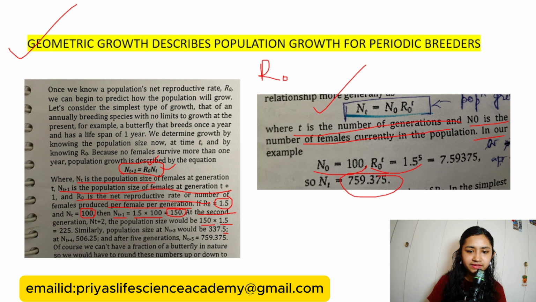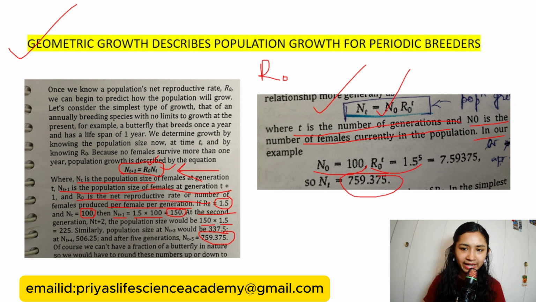N(t+5) = 759.375, a similar result. So this was the old equation, and this is the new equation, more easily written: N(t) = N0 × R0^t. By using the net reproductive rate, you can easily work out population growth this way. And I must say that no butterflies will be born as a fraction, so it should be 759, not 760.